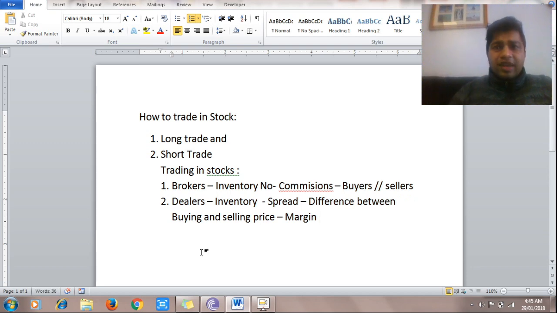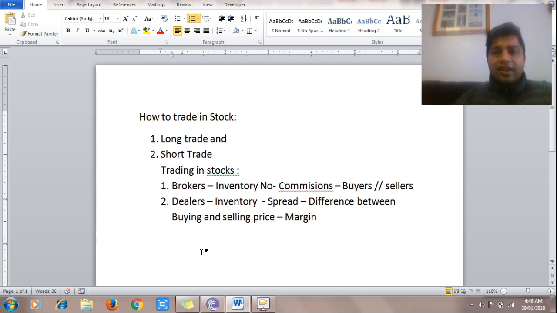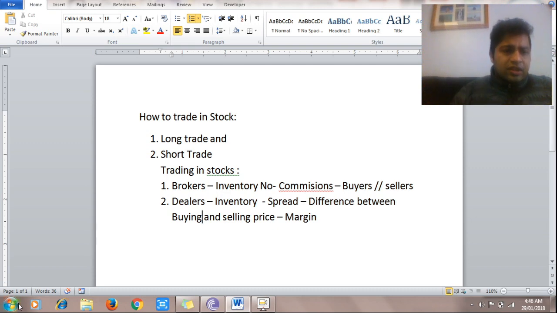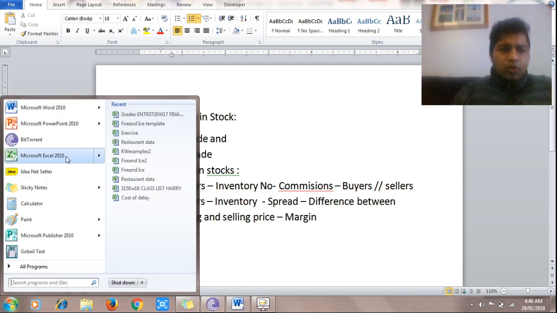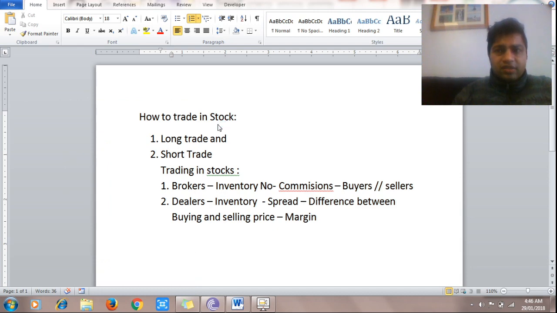Now you can have a combination where an entity works as a dealer as well as a broker, so it may charge spread as well as commissions, and all kinds of other combinations are there. But majorly we trade on two channels, brokers and dealers. Brokers do not have any inventory, they just charge commissions from buyers and sellers and facilitate meeting between them. Dealers generally carry inventory and create spreads, and the spreads are their earnings. Just to ponder on that point, we'll take an example.